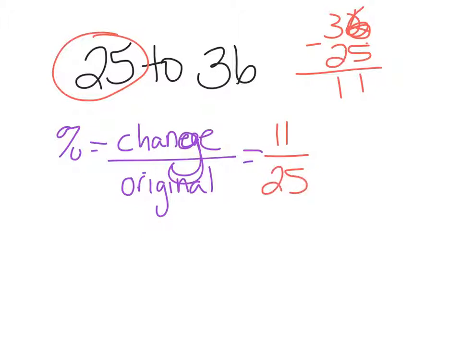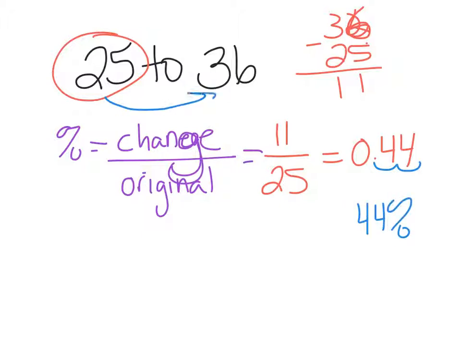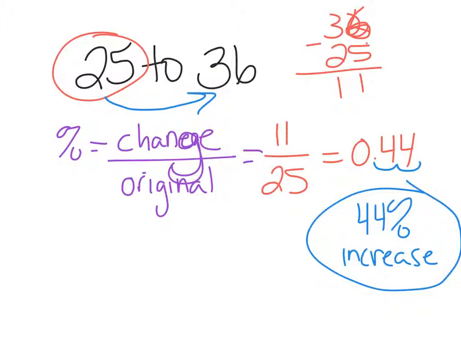So now we need to do 11 divided by 25, and you get 0.44. So we have to change this to a percentage now by moving the decimal 2 places to the right. So we end up getting 44%. And to go from 25 to 36 is an increase. So it's a 44% increase.